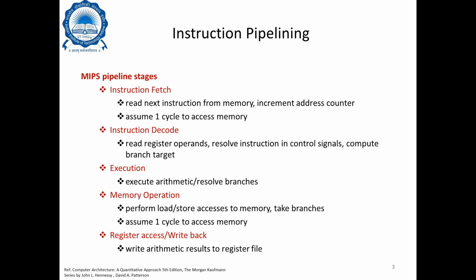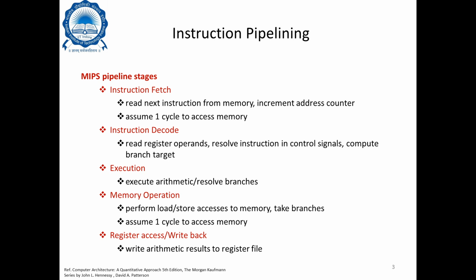A brief summary of what you have learned in the MIPS pipeline stages. So we know that instruction fetch reads the next instruction from memory, increments address counter, assumes one cycle to access memory. In the instruction decode, we read register operands, we resolve instruction in control signals, we compute the branch target address, okay, if there is a branching instruction.